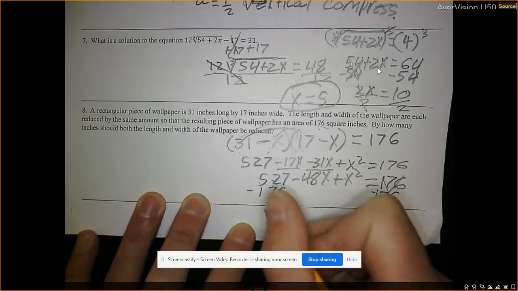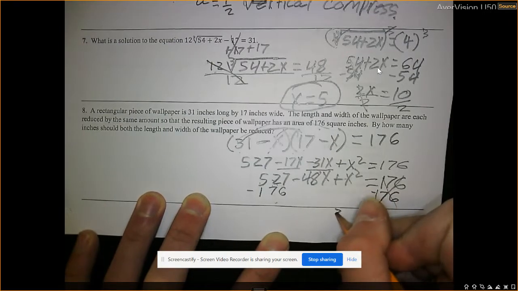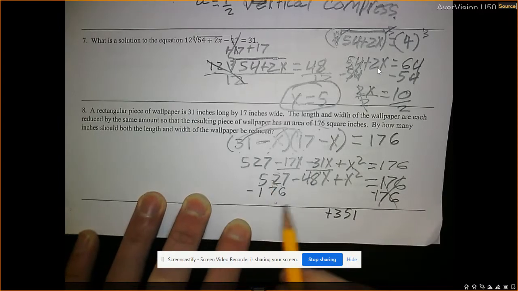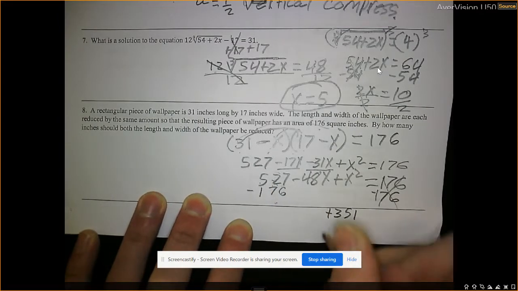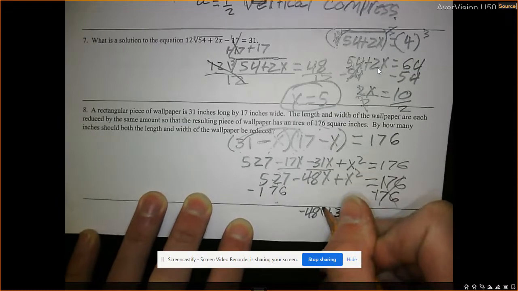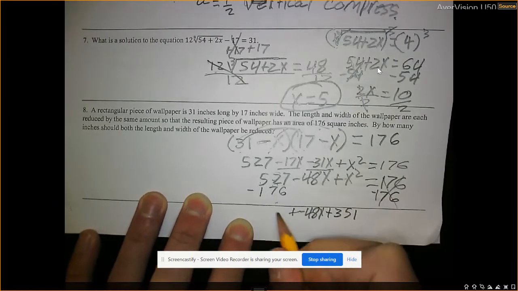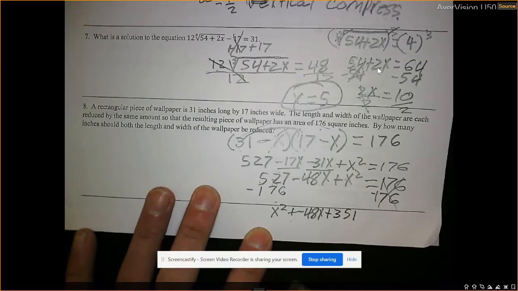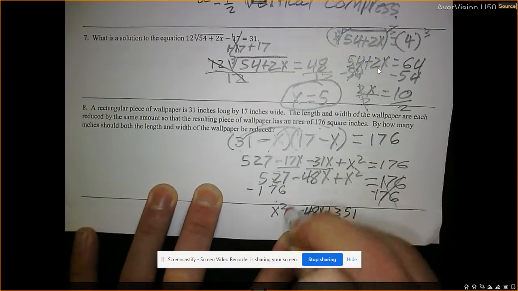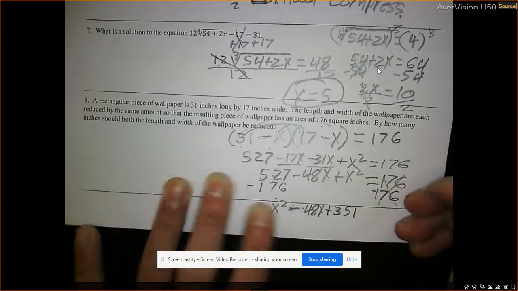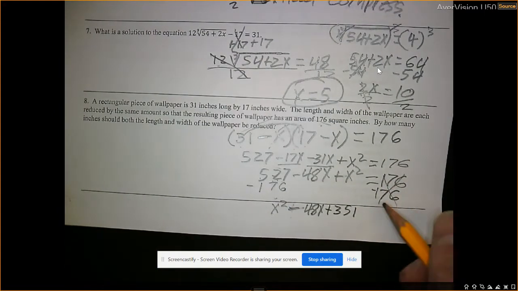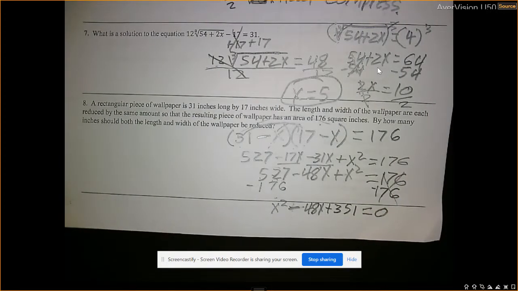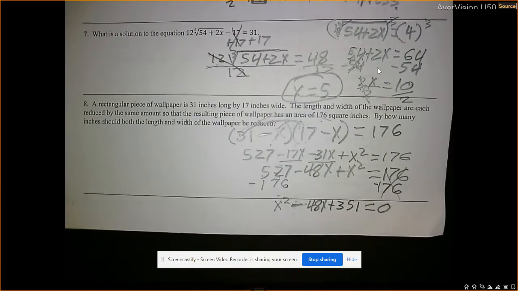I'm actually going to write it over here. 351, because now I'm just changing it into standard form. I just moved it out over here. Negative 48x, and then x squared. Really, I just reordered this. That's all I did. Plus a negative 48x, that's just minus 48x, so I don't know why I wrote it like that. And then again, 176 minus 176, that's equal to 0. So now we have a quadratic equation that we can solve.